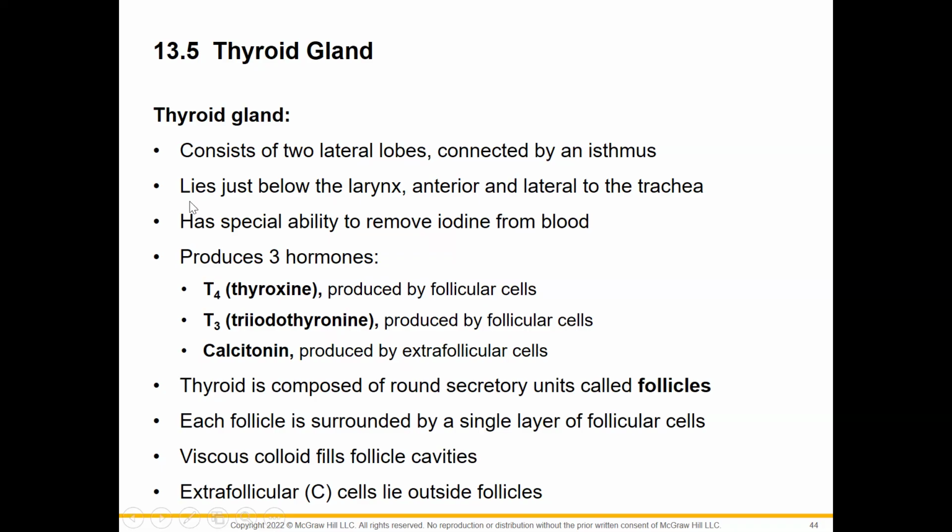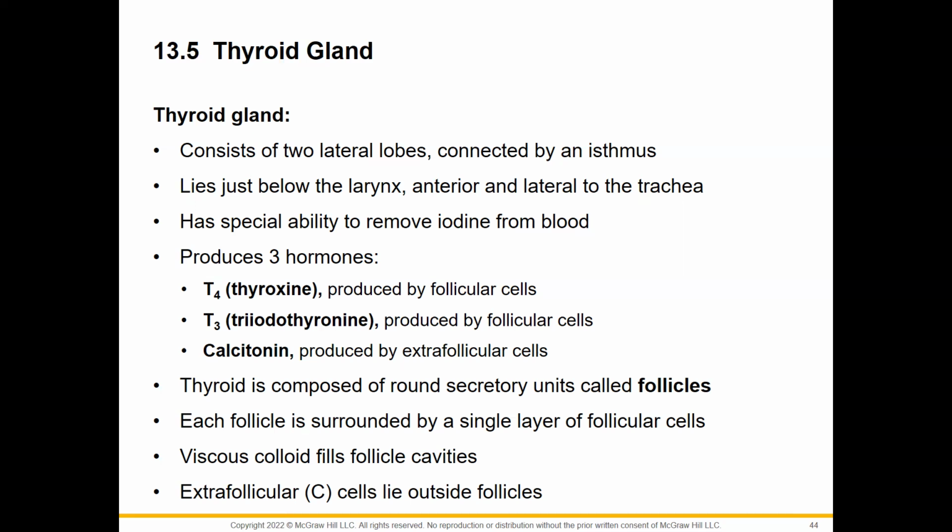It lies just below the larynx, so the throat, the voice box, and anterior and lateral to the trachea. So when you put your hand on your throat and rub your hand up and down, you feel the bump, bump, bump of the trachea, or the windpipe.